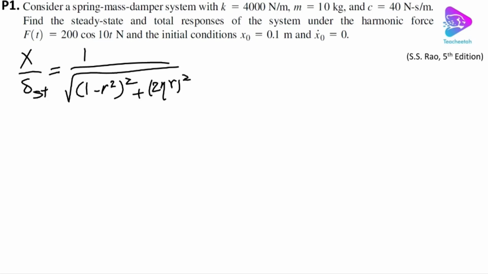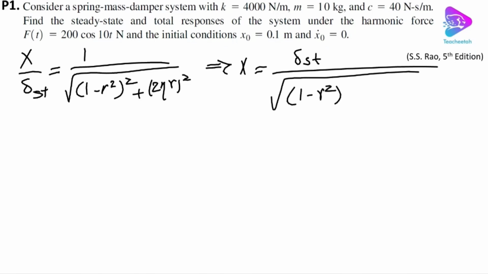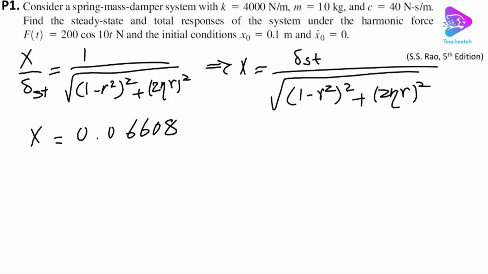So therefore we can find X as just X is equal to delta static divided by 1 minus r squared plus 2 zeta r squared. So we know zeta, we know r, and we know delta static. So the rest would be just the substitutions, which gives us 0.06608 meter. So this is actually our amplitude of the steady state response.